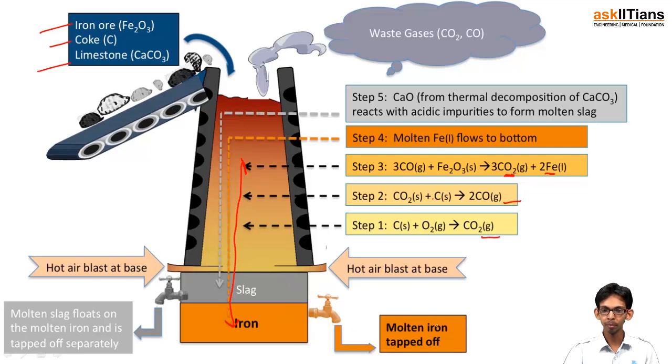it is removed. There is another chemical reaction taking place with calcium oxide, which was formed at this point by the decomposition of calcium carbonate. Okay, calcium carbonate decomposes here to give calcium oxide, and this calcium oxide reacts with the impurity silica, SiO2, to form calcium silicate slag, which accumulates at this point and is removed.